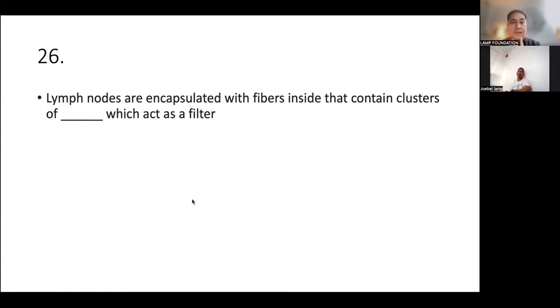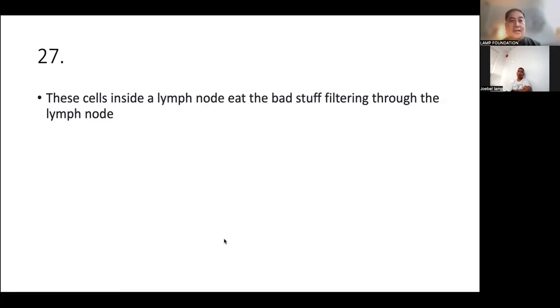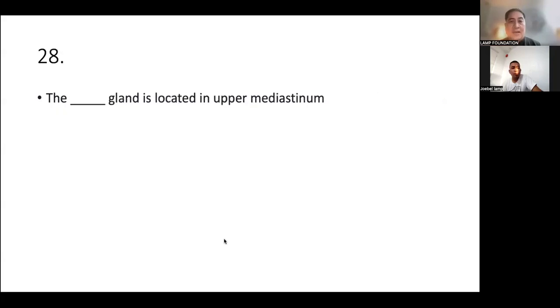Lymph nodes encapsulated with fibers inside that contain clusters of blank, which act as a filter. What do you call it? Lymphocytes. Yeah. These cells inside a lymph node, they eat the bad stuff, filtering through the lymph node. Pac-Man. What do you call this? Macrophages. Yeah, macrophages.